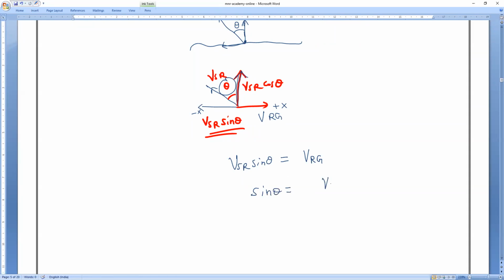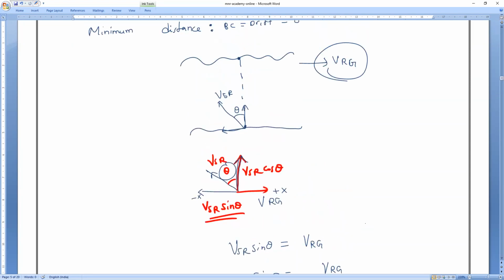Sin theta is equal to the velocity of the river with respect to ground divided by the velocity of the swimmer with respect to river. Understanding? So this is the formula. If he wants to travel the minimum distance, sin theta is equal to VR, velocity of the river, divided by velocity of the swimmer. Is it okay, guys? This is the formula to travel the minimum distance. Is it okay? Clear, everybody?